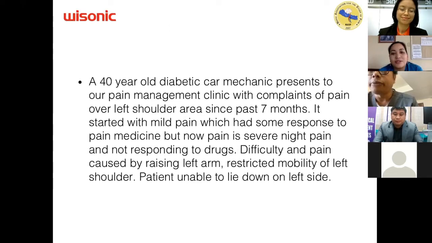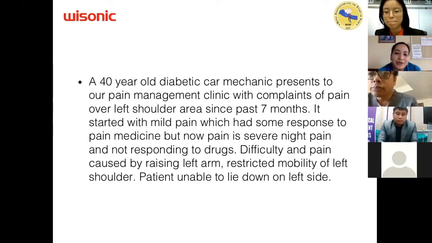This is just to give you a perspective, because we've been talking a long time, and you may have gotten lost along the way. So just to have a perspective on how ultrasound can help us with the diagnosis of pain and treatment. So this is just a case.